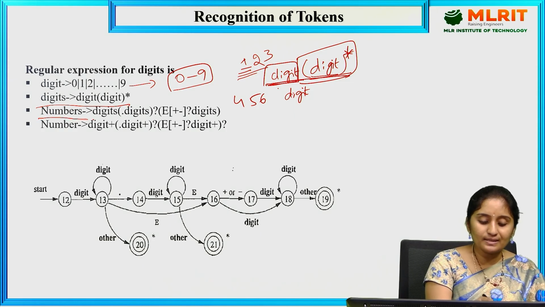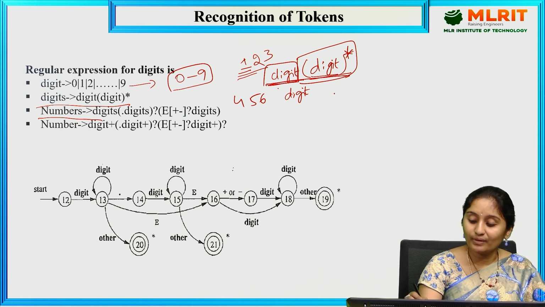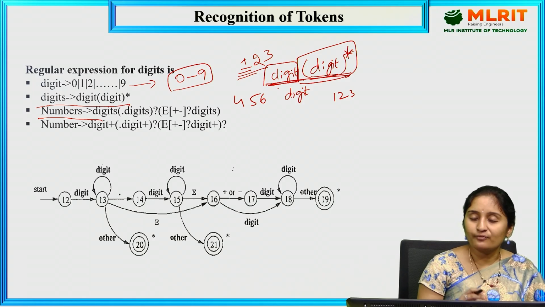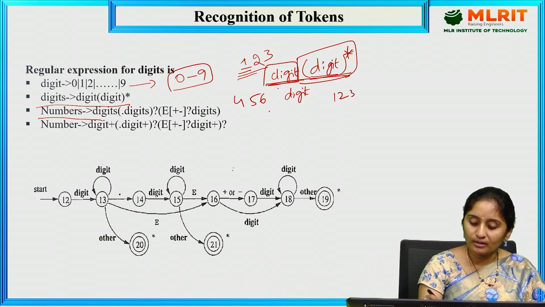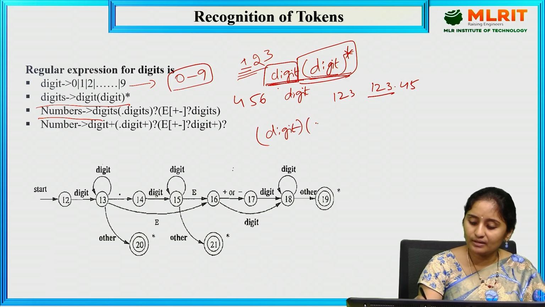The next one is numbers. How can numbers be represented? Here we have numbers that are fractions, that is floating point numbers, and also exponential numbers. How are we going to represent those exponential or floating point numbers? The floating point number can be represented as 123 point 45, that is 123.45. So how can we write it? These digits 123 I write as digit or digit star.